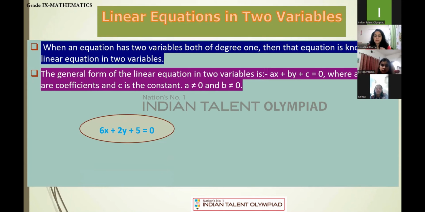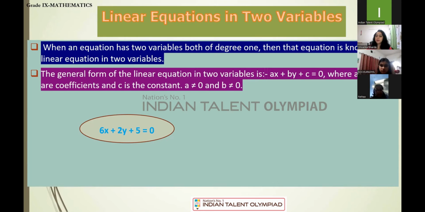So this is an example. With this example, you can easily tell me what is the value of a, b, and c. Neha, I would love to ask you, so please unmute your mic. Can you tell me what is the value of a in this equation? 6, ma'am. 6. Value of b? 2, ma'am. 2. And the value of c is? 5, ma'am. Yeah.